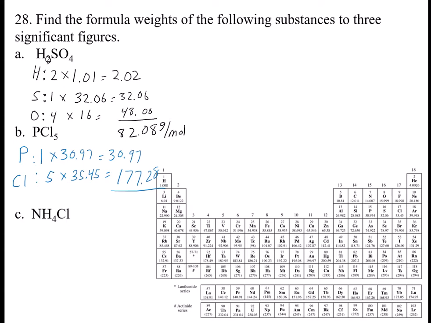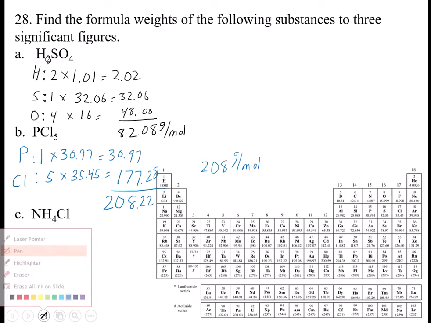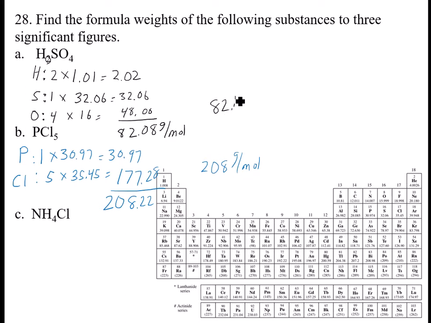And I get 208.22. And this did say just 3 significant figures, but like I said, I always do it to 2 decimal places. But this would be 208 grams per mole. This one, if I didn't do it to 3 significant figures, would have been 82.1 grams per mole.